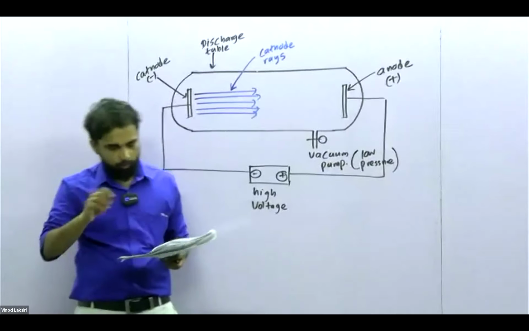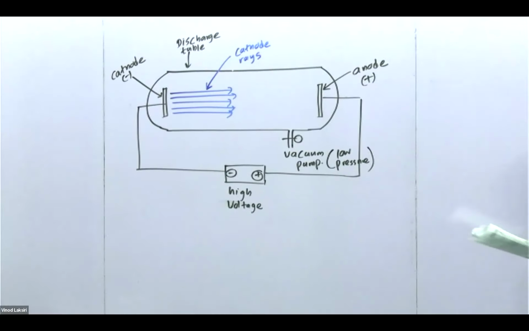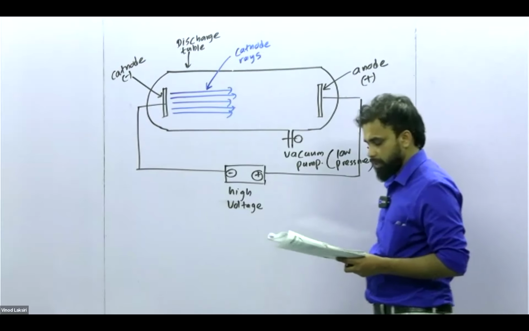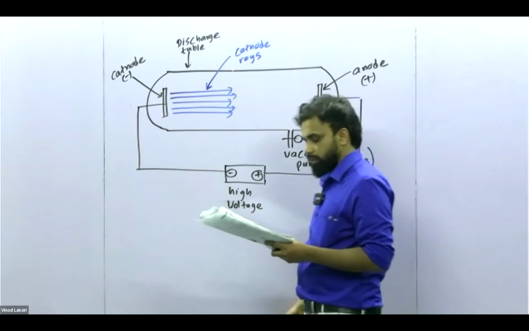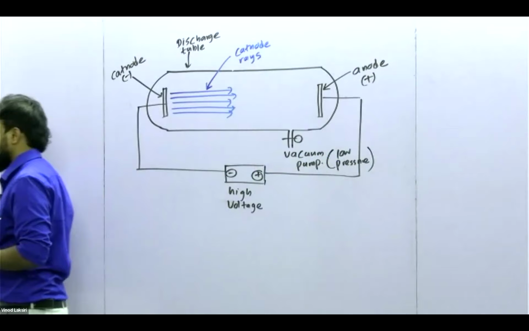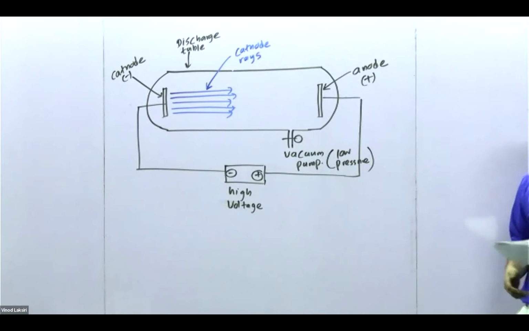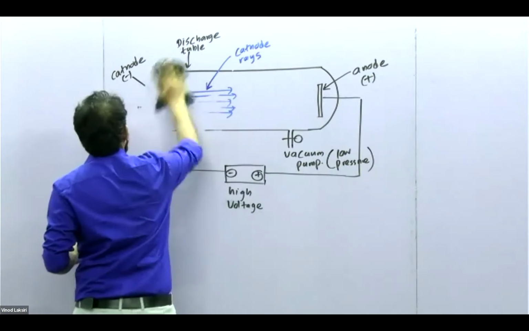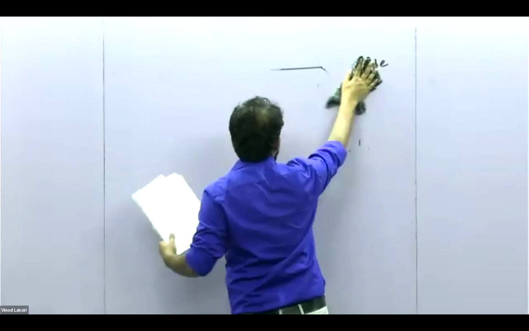The radiation emitted from the cathode was given the name as cathode rays. Right. Then who are the scientists discovered by cathode rays? William Crookes. William Crookes. Right.